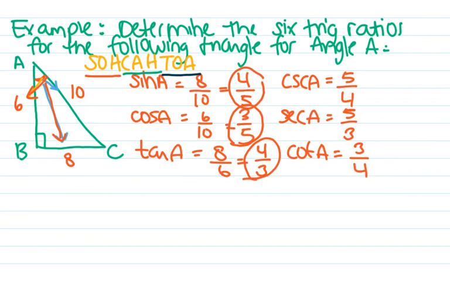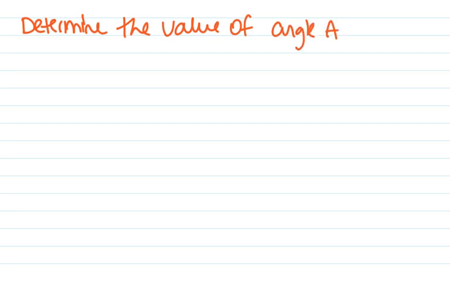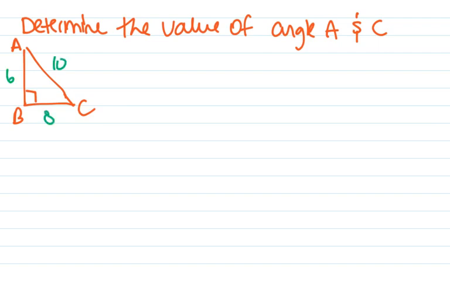So now I would like you to determine the value of angle A and C in that same triangle. So I'll draw it again. It's a right triangle, A, B, C. The side lengths are 6, 10, and 8. And we need to find what angle A is and angle C.